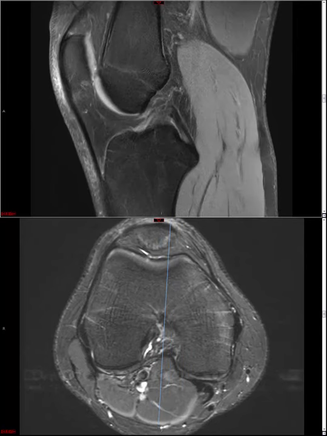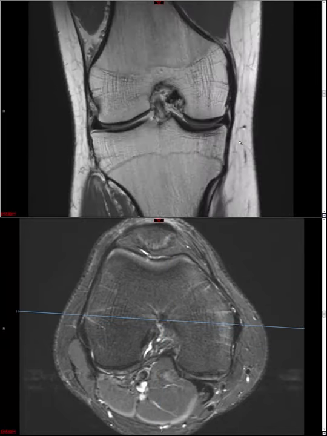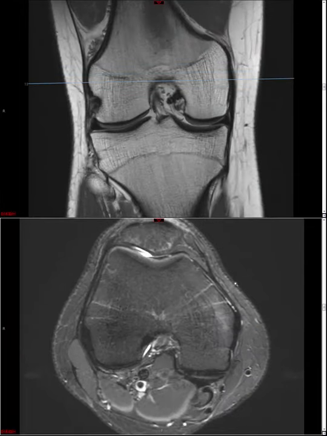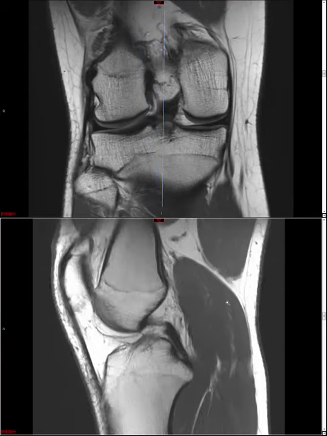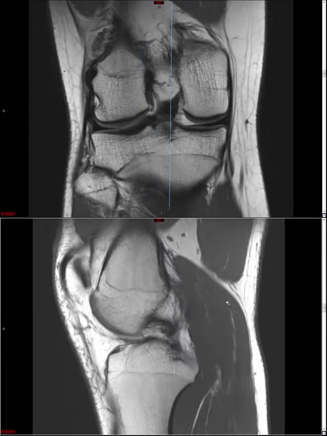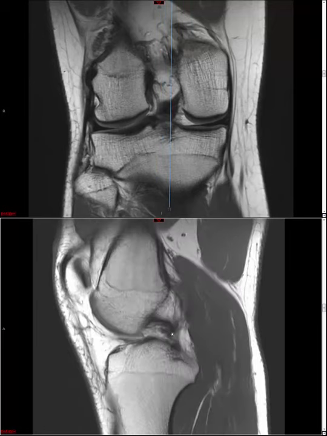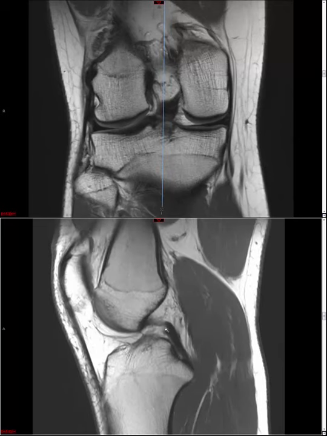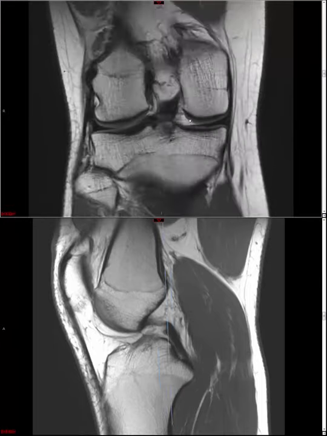Okay, let's move on to the PCL. The PCL is actually a lot easier. You can take your pick of any sequence generally and look at it on that one sequence and you should be fine. It is homogeneous low signal on all sequences, so most people don't have too much trouble diagnosing PCL tears. We did talk about those meniscofemoral ligaments of Humphrey and Wrisberg here, and they can give some apparent contour irregularity to the PCL, but resist the temptation to mistake that for pathology again.